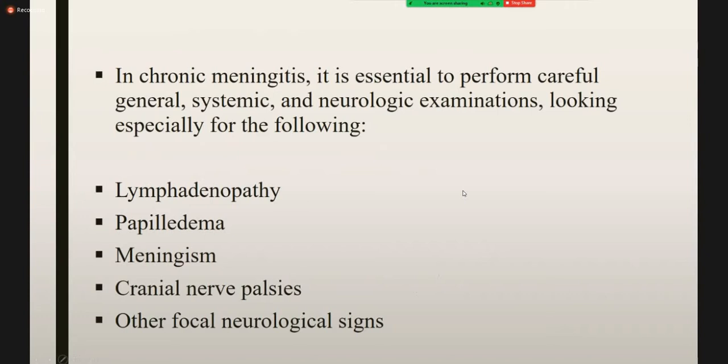So in chronic meningitis, it is essential to perform careful general, systemic, and neurological examinations, looking especially for the following: for example, lymphadenopathy, papilledema, raised intracranial pressure, meningism, involvement of the meninges, cranial palsies, and other focal neurological signs. These are very important, and they can give you a clue towards your diagnosis.